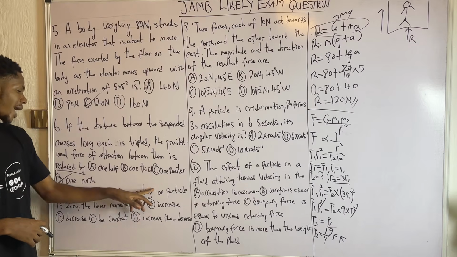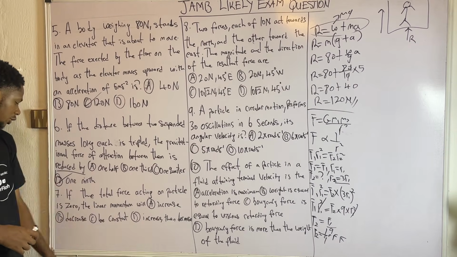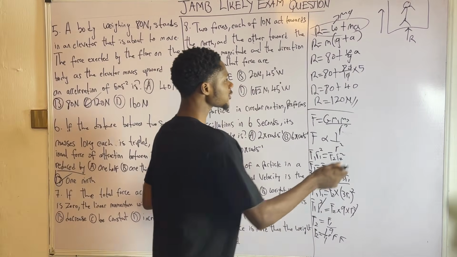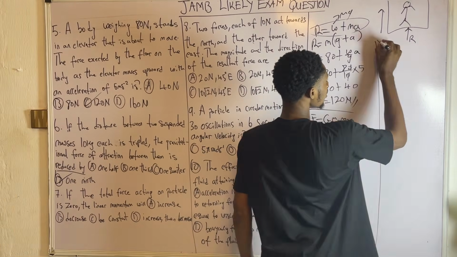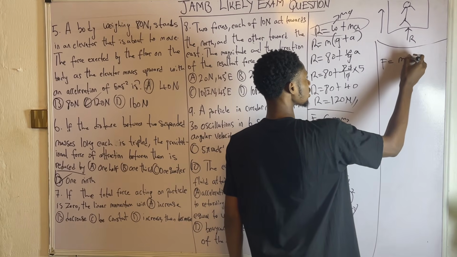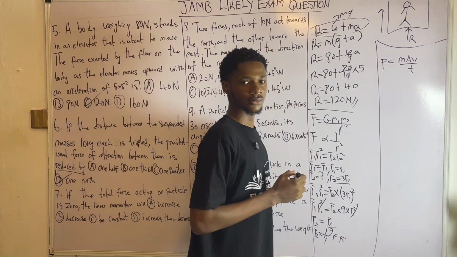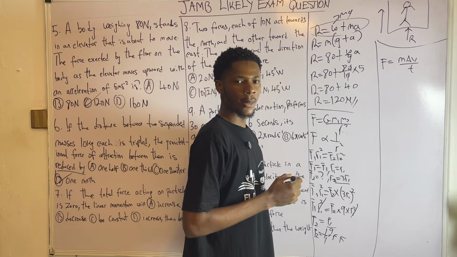If the total force acting on a particle is 0, the linear momentum will, does it increase or what? Okay, now what's the formula for solving linear momentum? We know that from Newton's law, F is equal to m times what now? Change in velocity over time, right? And what is momentum?